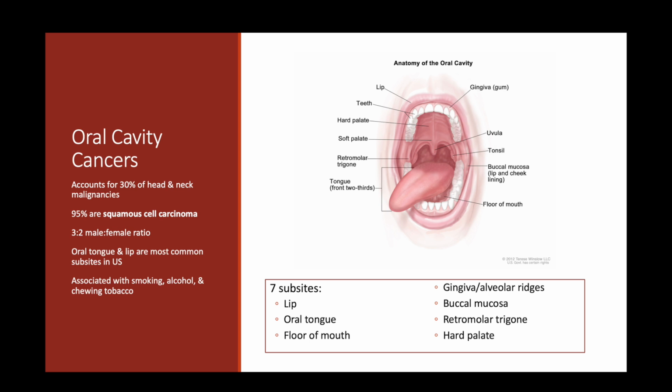Recall that there are 7 different subsites that make up the oral cavity. So these are the lip, the oral tongue, the floor of the mouth, the gingiva or the alveolar ridges, the buccal mucosa, the retromolar trigone, and then the hard palate. And typically, oral tongue and lip tend to be the most common subsites that we see in the U.S.